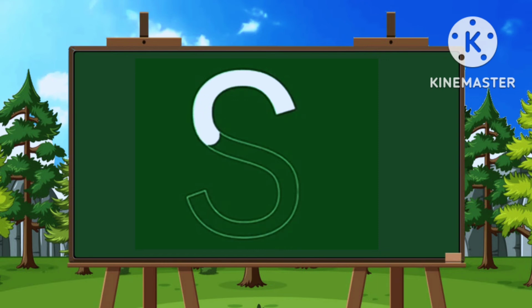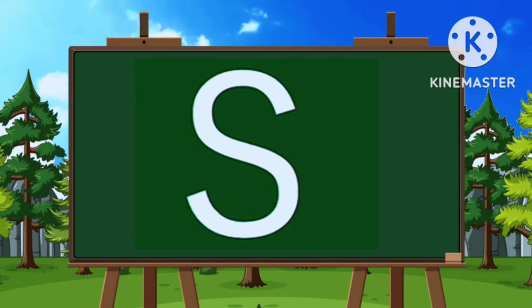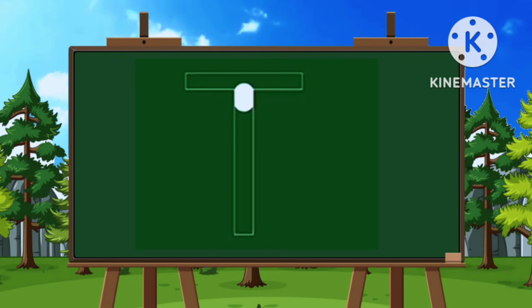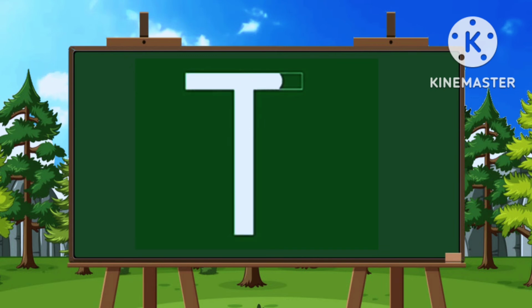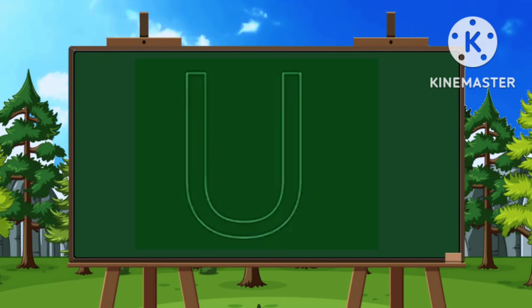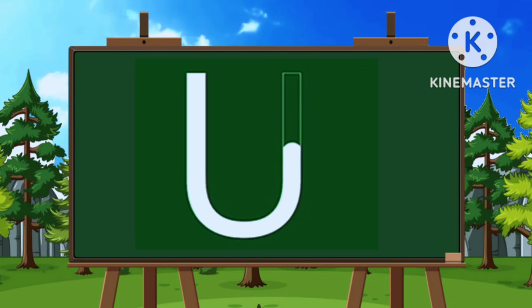S. You make a curve, go down, then make another curve opposite to it. T. A standing line and a sleeping line on top of it. U. Standing line, then make a curve, go up, making a standing line.